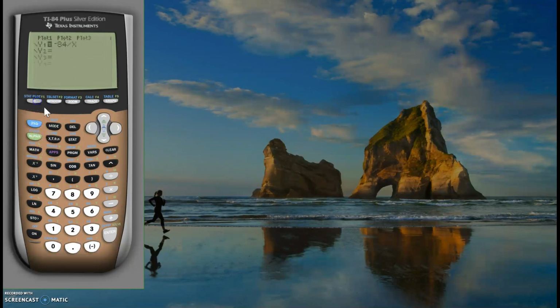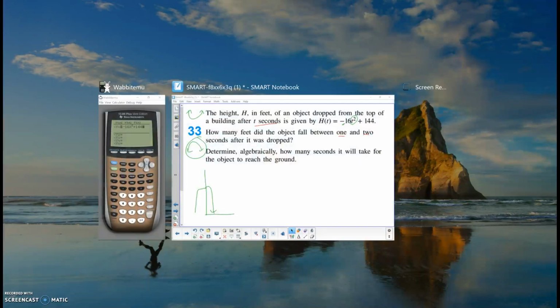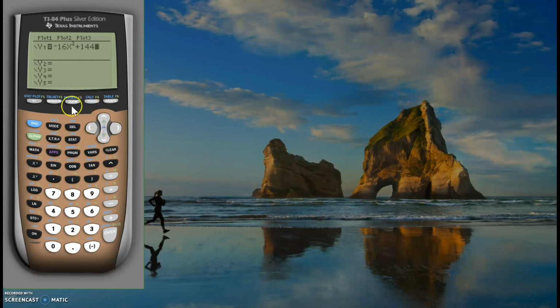And y equals negative 16, you got to use x instead of t, but that's okay, x squared plus 144. And just double check that's what it is. Negative 16 and plus 144, yes. And we could try to look at the picture, but we might have to manipulate our window a little bit. Really specifically, we need to see further up. Further up is your y max. Let's set it at 50 and see if we see things better there.